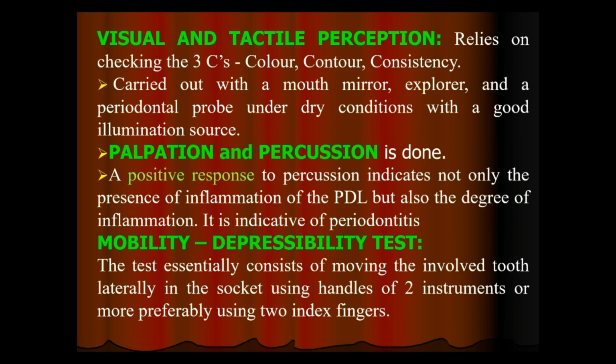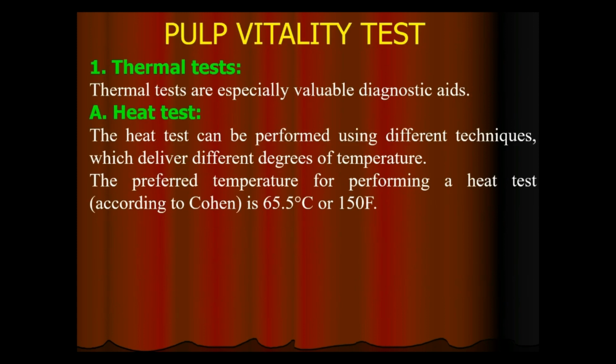Mobility depressibility test. The test essentially consists of moving the involved tooth laterally in the socket using handles of 2 instruments, or more preferably using 2 index fingers. Pulp vitality test. Thermal test. Thermal tests are specially valuable diagnostic aids. It can be done using heat and cold test.